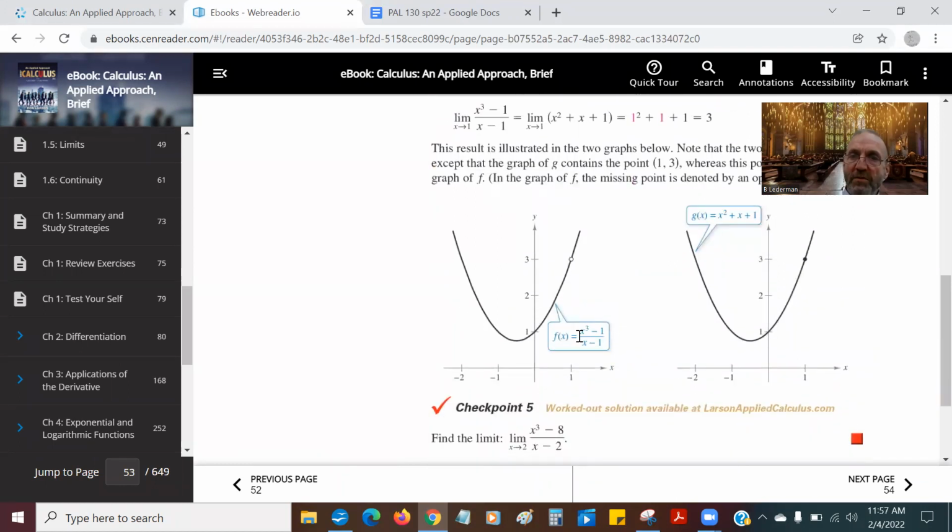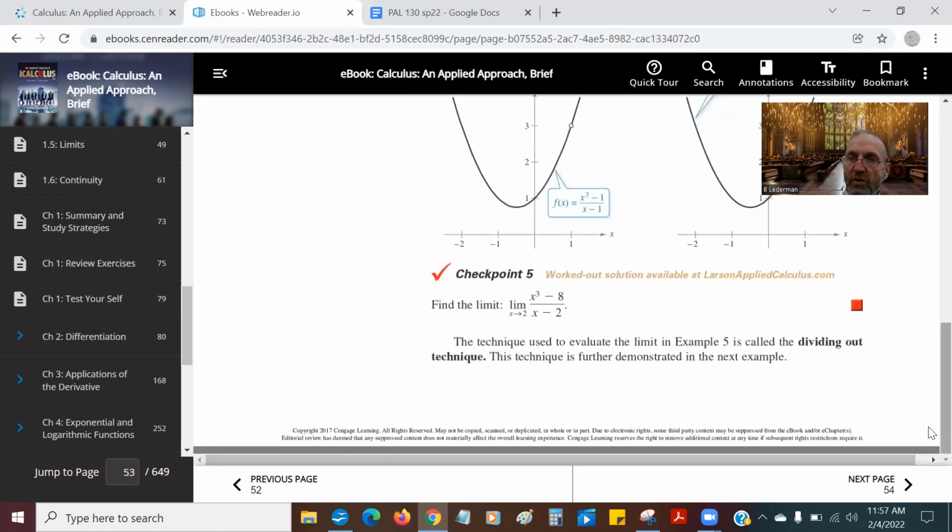X cubed minus 1 over x minus 1 actually looks like a parabola with 1 point missing. And in fact, this is the parabola. X cubed minus 1 over x minus 1 is the same as this parabola x squared plus x plus 1, except it's missing that 1 point. So that's pretty cool and awesome.